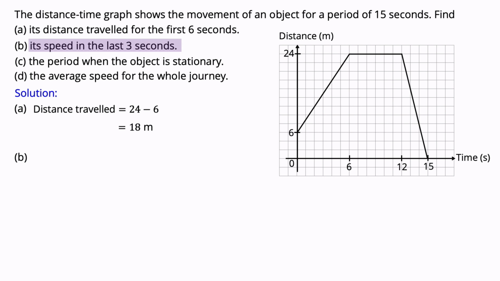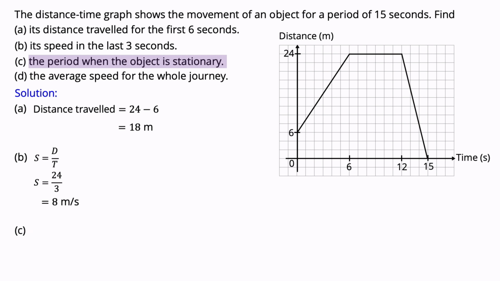B. Find its speed in the last 3 seconds. We can see the last 3 seconds is in between 12 to 15. This line is in negative gradient. It shows the object moves back to its original place. We can see the change in distance is 24 meters and the change in time is 3 seconds. Find the speed. We divide distance by time. 24 divided by 3. We have a speed of 8 meters per second.